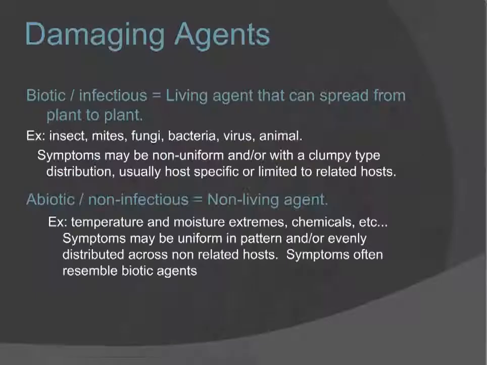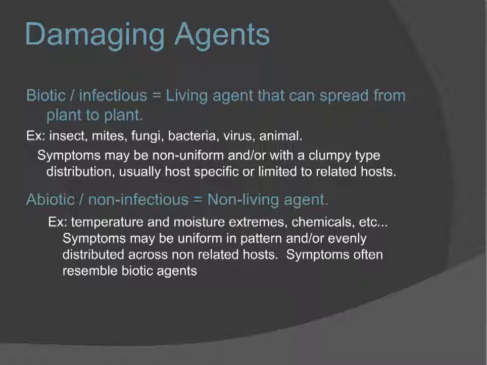Okay, well, I'll start back where I was. We have two different types of infectious things out there. We've got biotic, which is living agents such as insects and disease, animals, that sort of thing, and abiotic, which is related to temperature, moisture, chemicals, things that are not living. Symptoms between biotic and abiotic can kind of be determined to some degree.